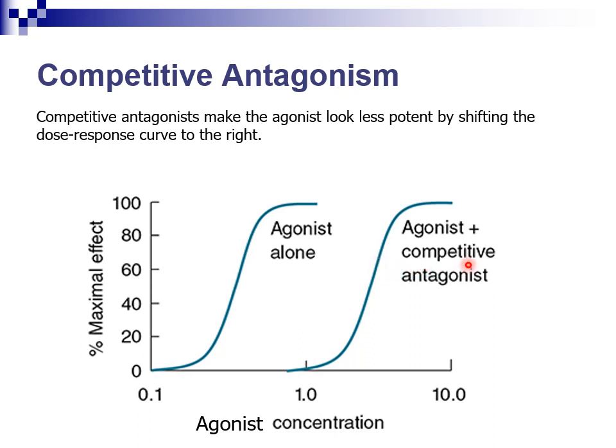Okay, so a competitive antagonist is basically blocking the action of an agonist or endogenous substance. Kind of makes it, as the diagram here says, it makes the agonist look less potent by shifting the dose response curve.